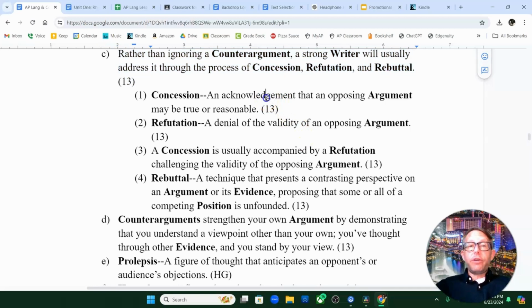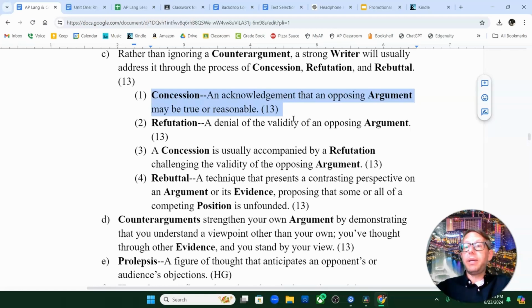Okay, so first off, we have concession. That's an acknowledgement that an opposing argument may be true or reasonable. And that's okay, okay? Really, only in politics is it a bad thing to say that your opponent has any good ideas whatsoever. In fact, think about all of the value to your ethos that is generated by you making a concession. If you're willing to concede a point, an argument, an idea, then that's really letting the audience see that you are taking the facts into consideration.